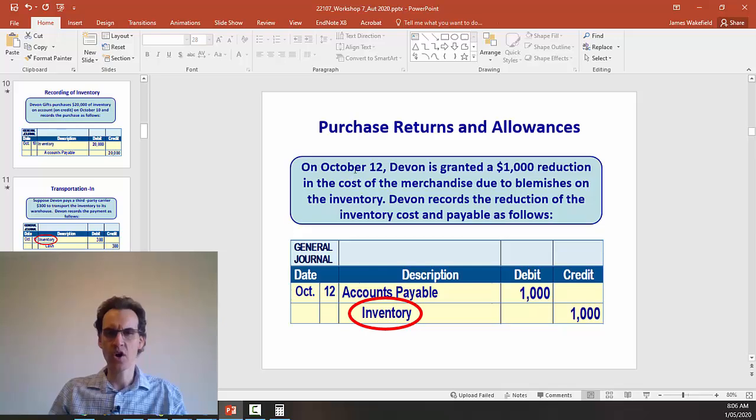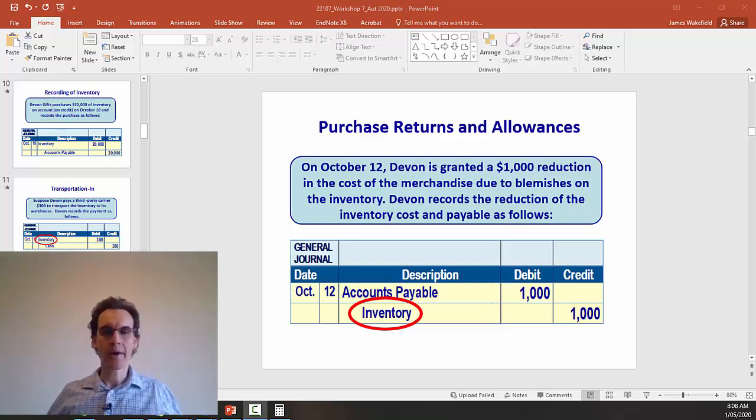The next part we have here is on October 12, Devon is granted a $1,000 reduction in the cost of merchandise due to blemishes on the inventory. They record the reduction of inventory cost and payables as follows. So what happens here is they credit the cost of inventory. So the supplier has granted them a reduction in the inventory cost.